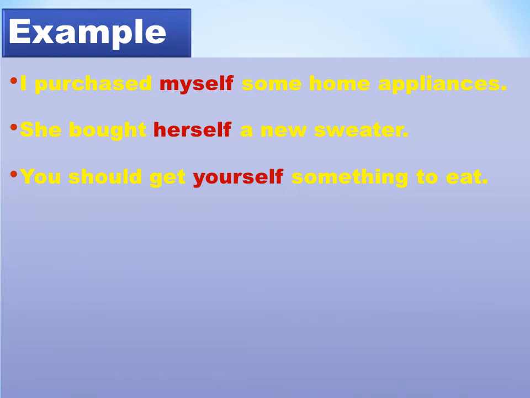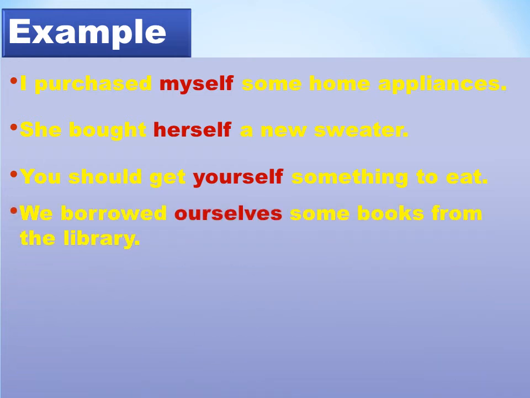You should get yourself something to eat. Here you is the subject, should is the modal verb, and get is the verb. Yourself is the reflexive pronoun as indirect object. Let's see the next example.